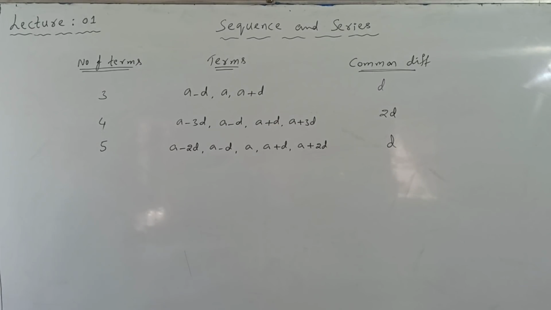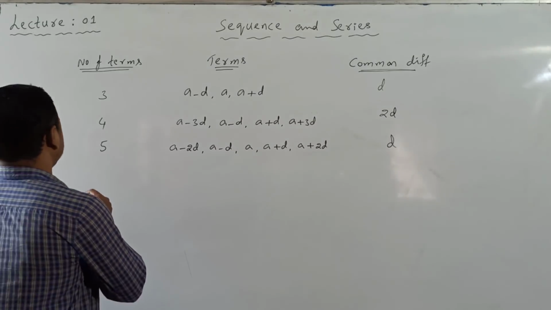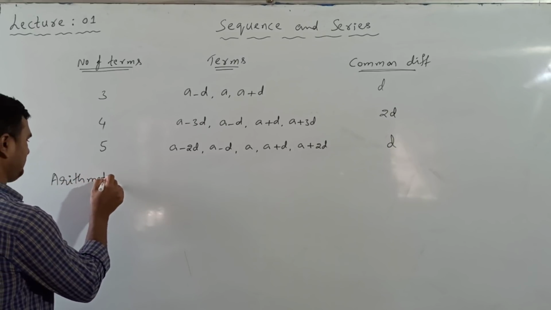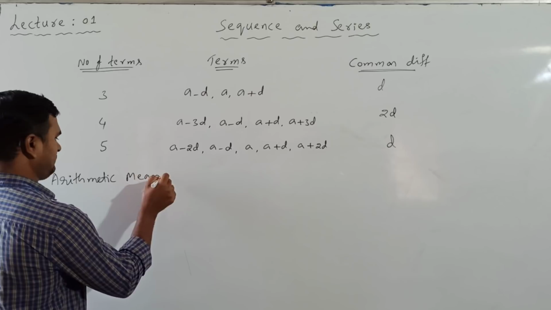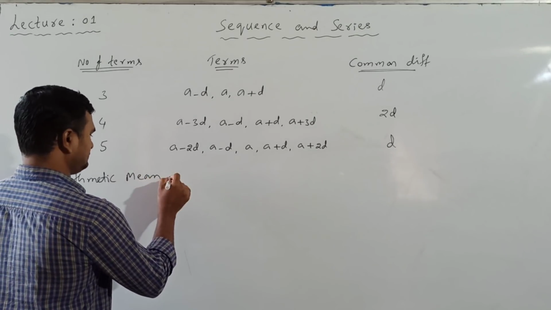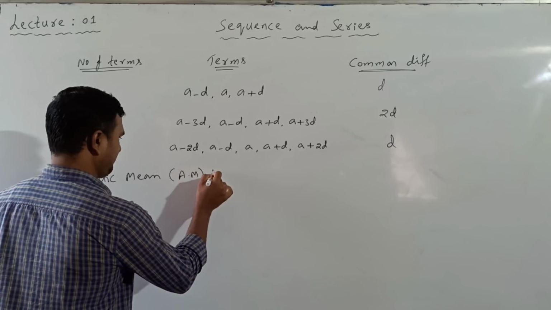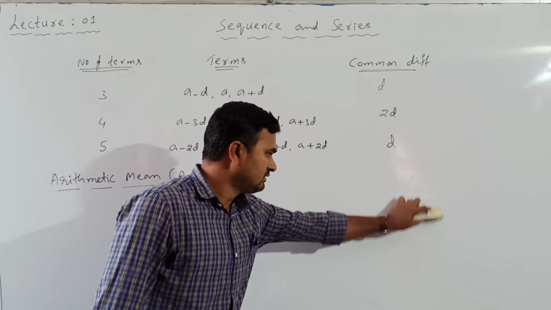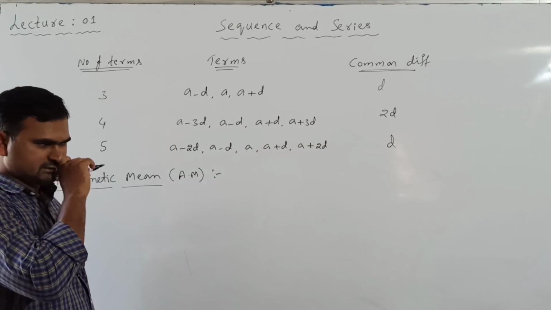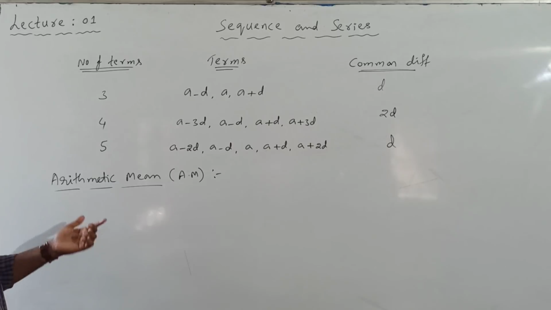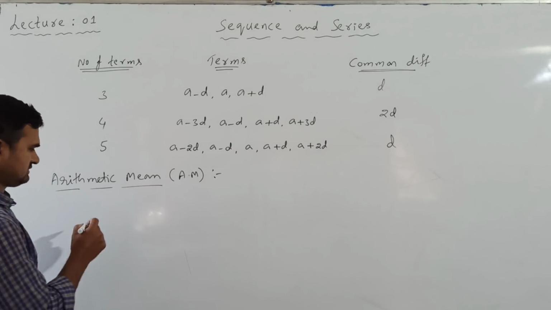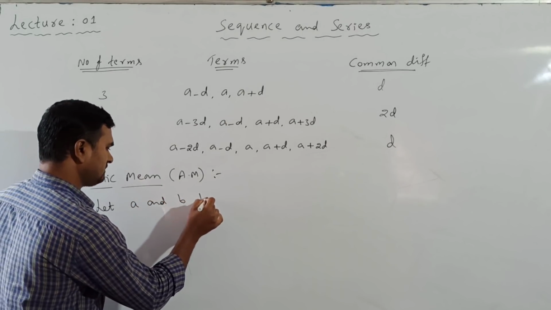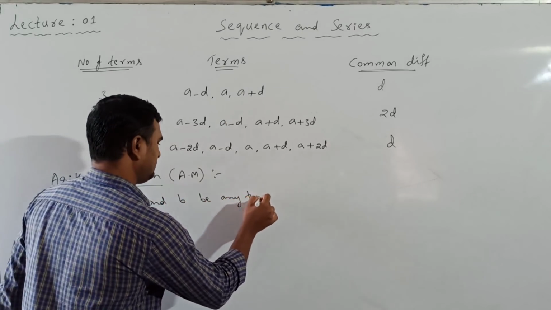Next, we discuss arithmetic mean. It is called AM. When two numbers are given, suppose A and B, what is meant by the arithmetic mean of the two numbers? Let us take any two numbers A and B.